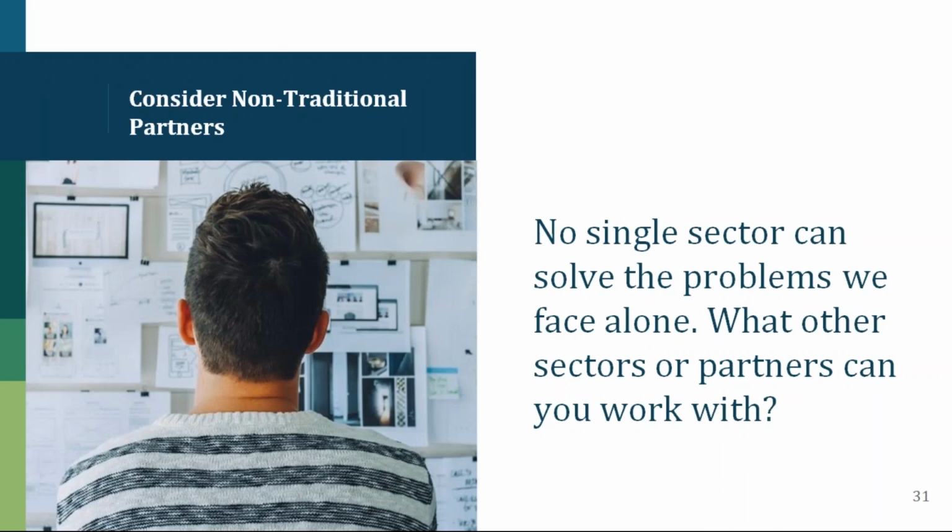Second, again, consider these non-traditional partners. Alex had great examples. We've got some examples. Again, if it was easy, it would have been done already. So think outside the box and think outside your comfort zone because you don't have to agree on everything. But if you can agree on one thing, you ought to try it together.